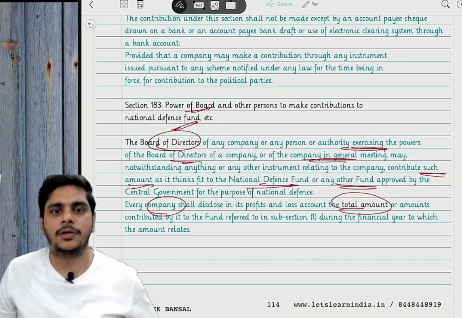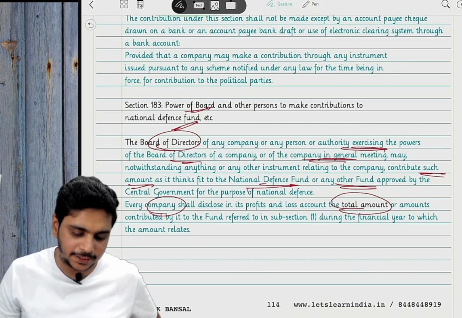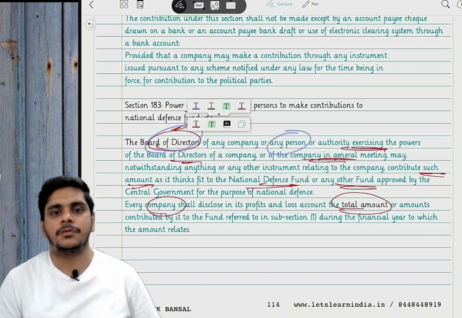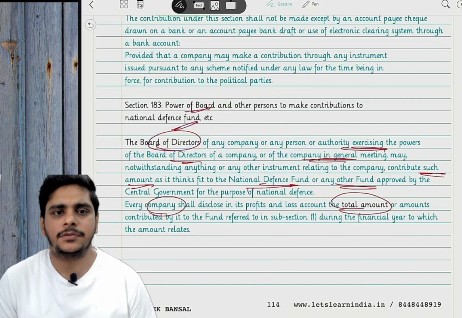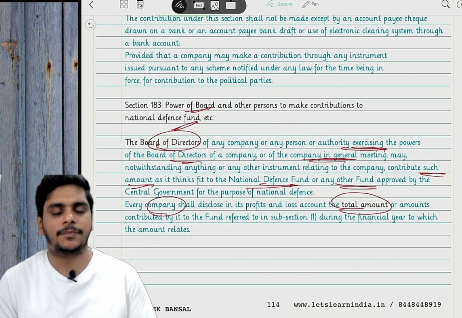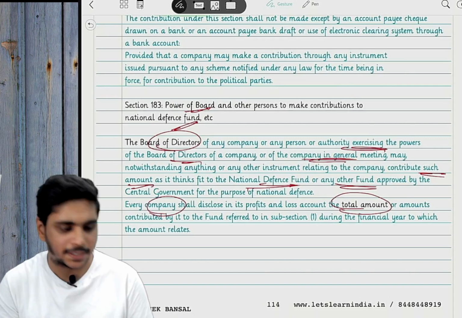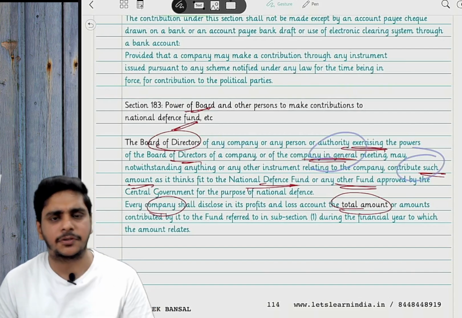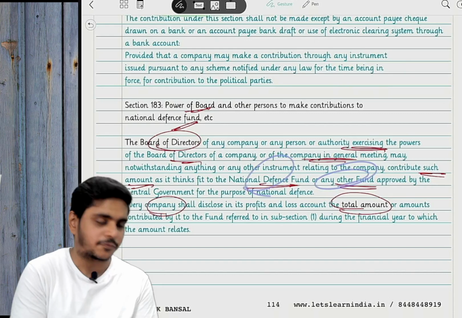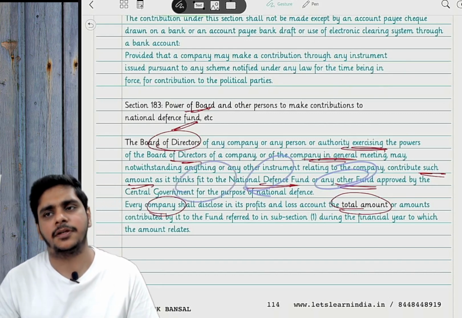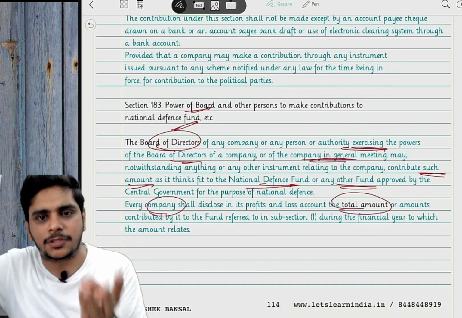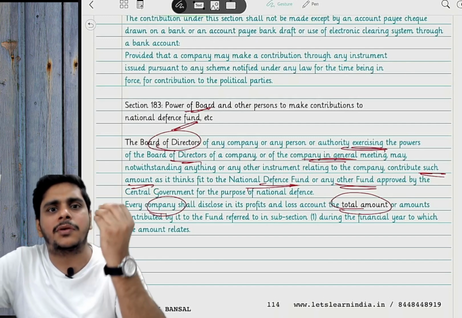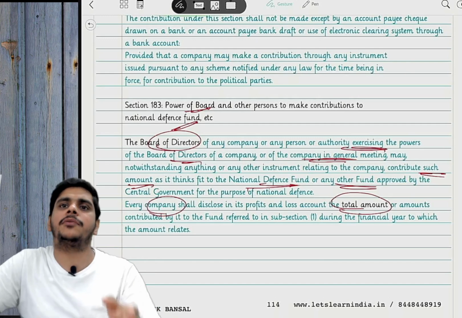Okay. Power of the board and other person to make contribution to national defense funds, etc. So the board of directors of any company or any person or any authority exercising the powers of the board of directors of a company, or the company in general meeting, may contribute such amount as it thinks fit to the national defense fund or any other fund set up by the Central Government for the purpose of national defense fund. So you can delegate it to somebody, you can do it by your own board, you can give it to the members, you can do it on your own. Anything can happen because you are contributing for the national defense fund.